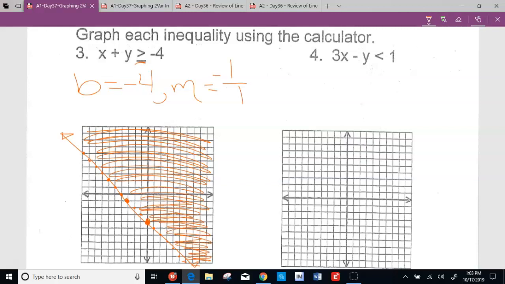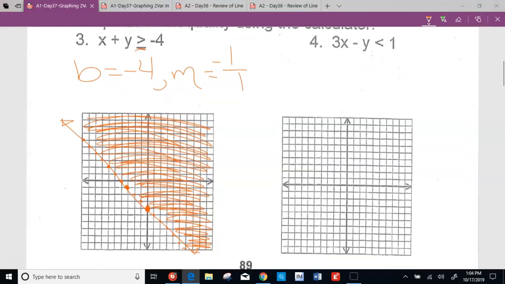So anything in this shaded zone would be an answer. What about the line itself? Would those be legit answers, yes or no? Yes, sir. How do you know? Because of what? The line is solid. That's the reason, because it's a solid line. Solid lines give us the solutions.